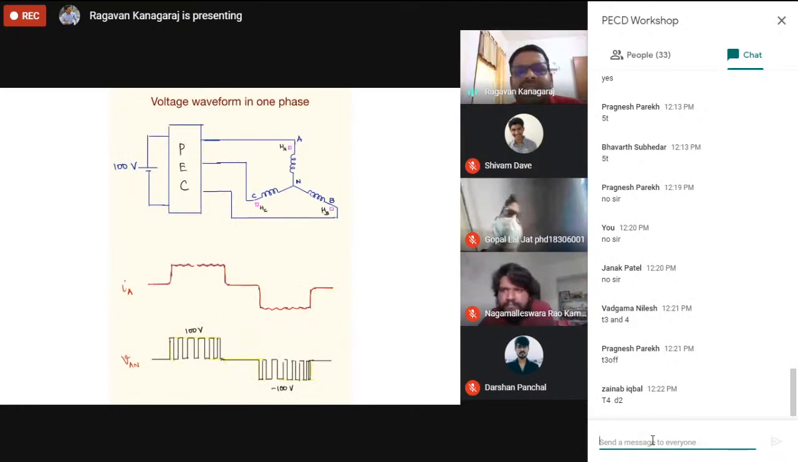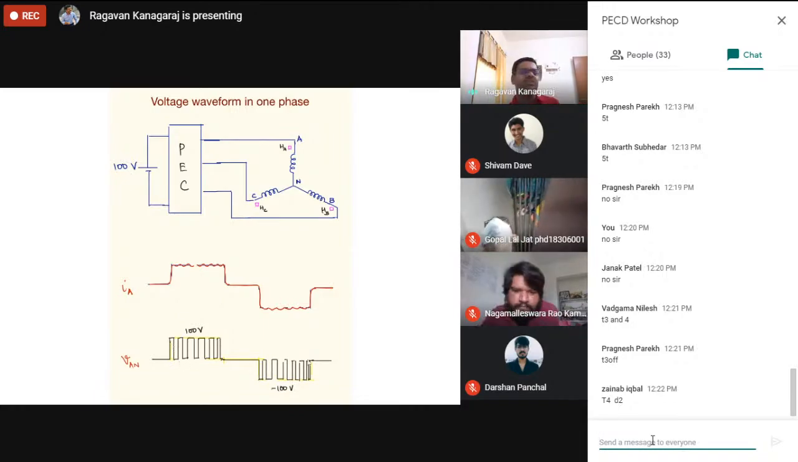Now, what is the voltage waveform in one phase? The current I have shown is a quasi square waveform, and there is a ripple, and that ripple will be based on what kind of band you are choosing in the control logic. So if you are asked to sketch the voltage waveform in one of the phases, suppose I have a 100 volt DC, then it is 100 volt, zero, minus 100 volt, zero. Any question here?